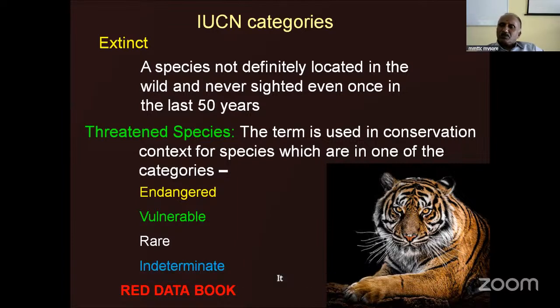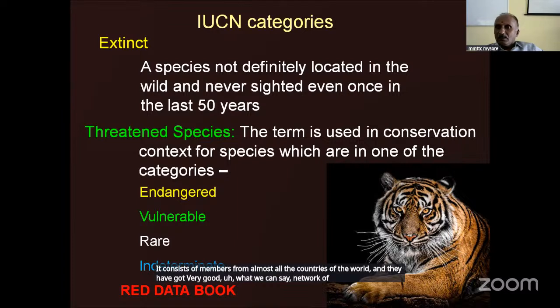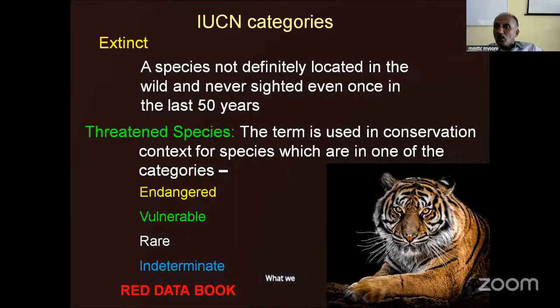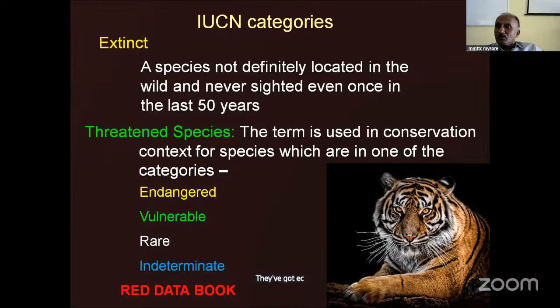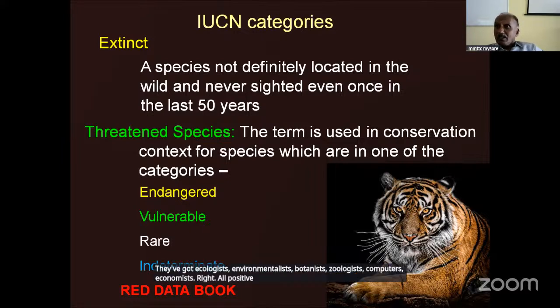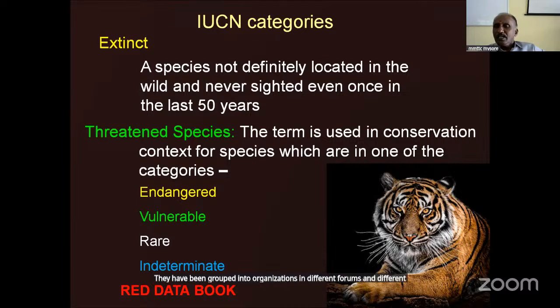It consists of members from almost all the countries of the world, and they have a very good network of recording and documenting the number of species of the plants and animals across the globe. They have ecologists, environmentalists, botanists, zoologists, computer experts, economists, forest lovers, tribals, laymen, everybody. That means they have been grouped into organizations in different forums and different sectors, and they pull in the information from throughout the world and they document it, and they monitor.